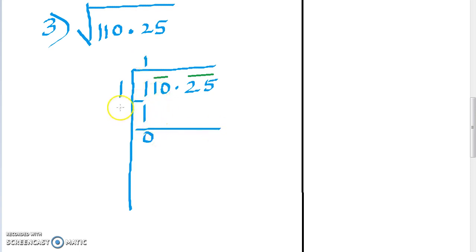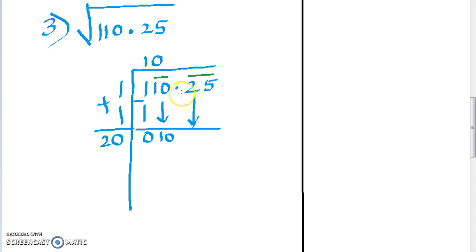1 times 1 is 1, that gives 0. I need to add a 1 here, so that gives me 2. I bring down my pair, that is 10. We are going to insert a number here to make a 2-digit number that will be greater than or equal to 20. And we know that 20 is bigger than 10. That means I need to bring down the second pair. If I have to bring down the second pair, I need to insert a 0 here and a 0 here.